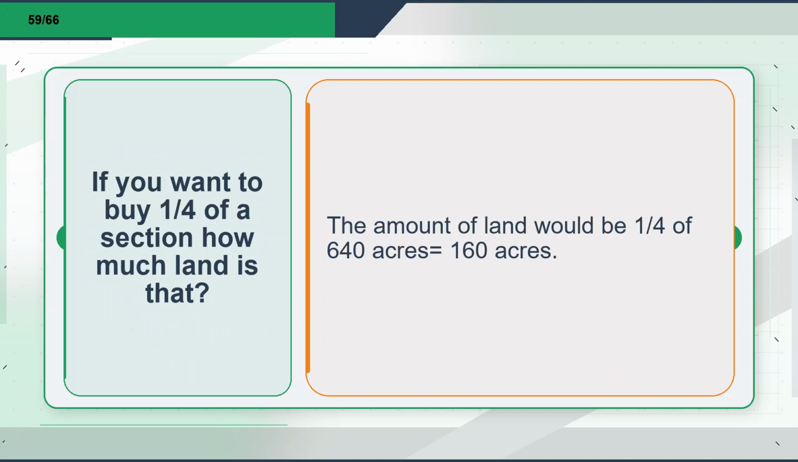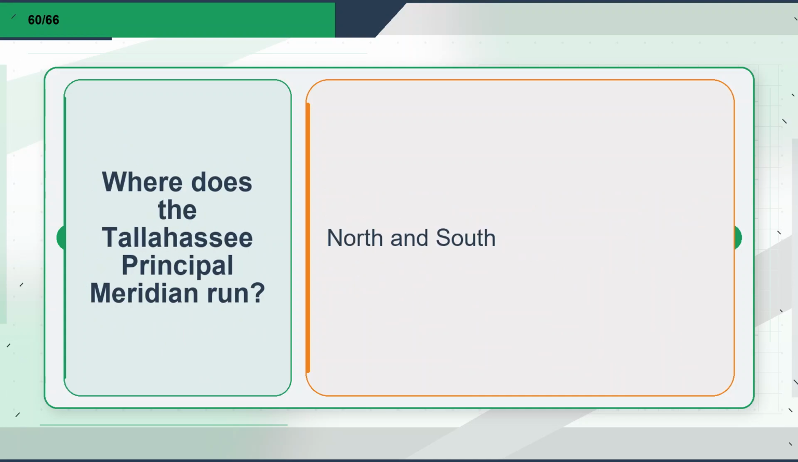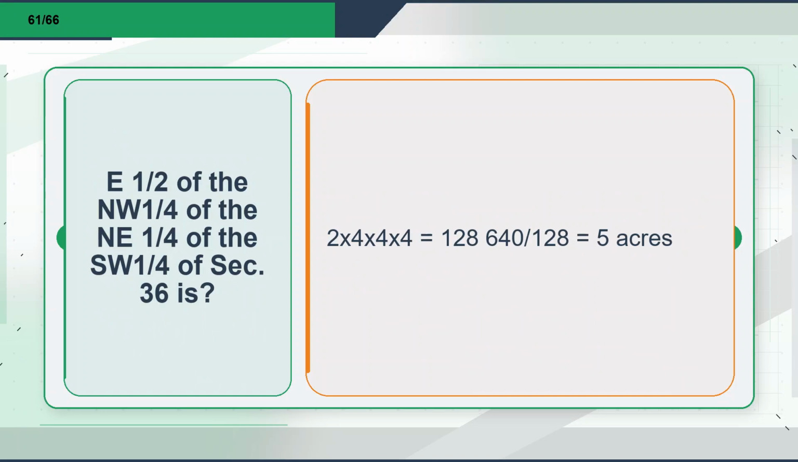Flashcard 59. Term: if you want to buy 1/4 of a section, how much land is that? Definition: the amount of land would be 1/4 of 640 acres equals 160 acres. Flashcard 60. Term: where does the Tallahassee principal meridian run? Definition: north and south. Flashcard 61. Term: E1/2 of the NW1/4 of the NE1/4 of the SW1/4 of section 36 is. Definition: 2x4x4x4 equals 128. 640 over 128 equals 5 acres.